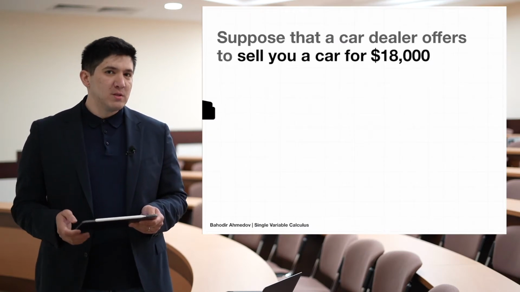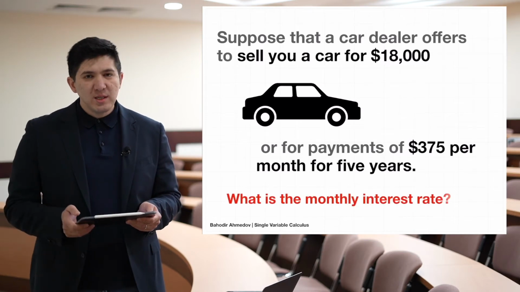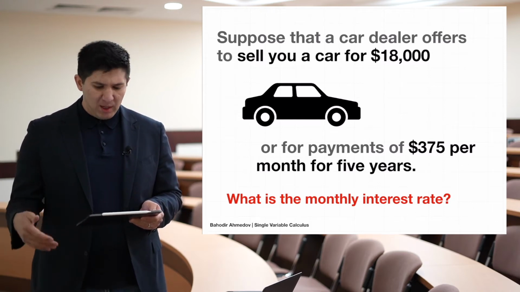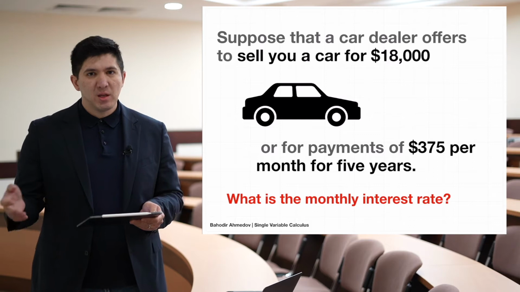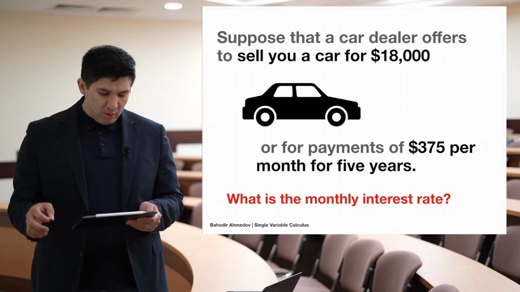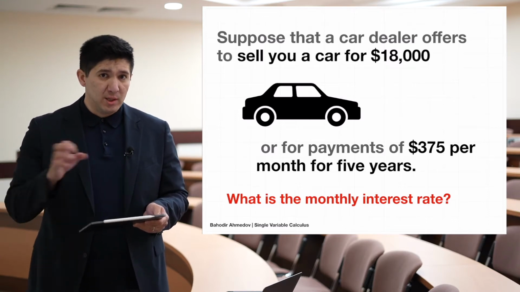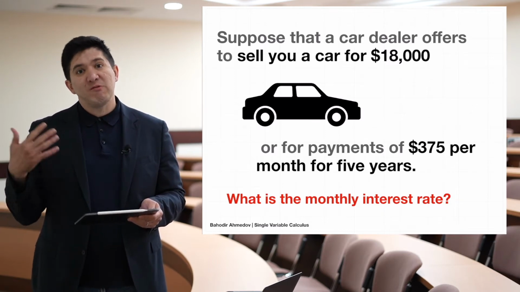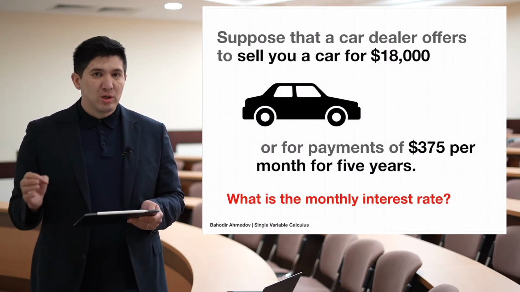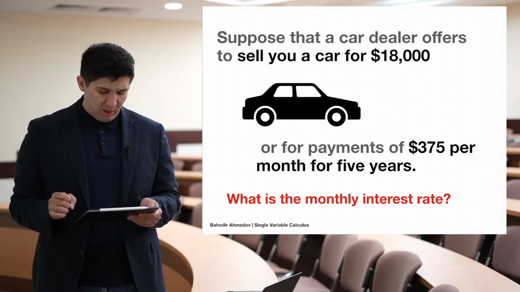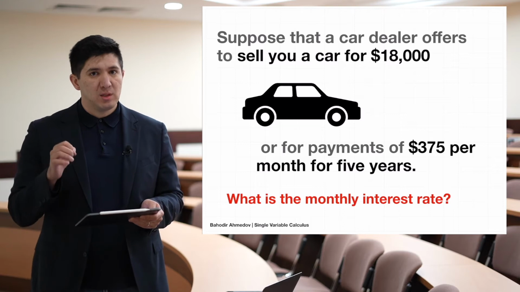So let's assume that a car dealer offers you a car for $18,000, and at the same time you can pay this amount differently by paying $375 every month. Obviously the car dealer is making some extra money out of this, and I would like to know what is the monthly interest rate of the car dealer if he's offering you to pay $375 every month within 5 years. Actually, you have to pay for 60 months.